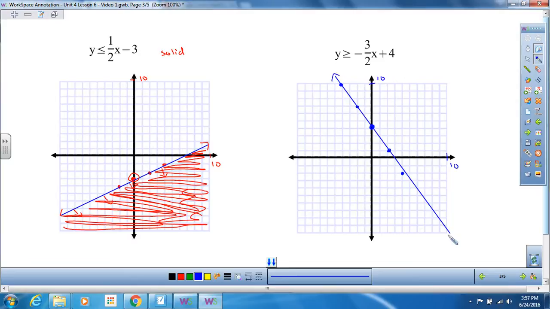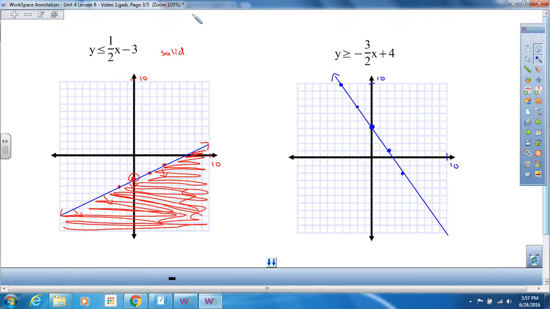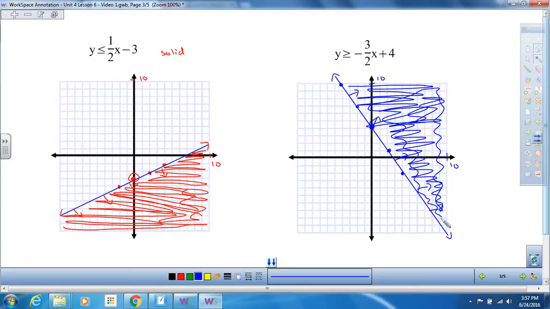Okay. So, fix this a little bit. There we go. Greater than or equal to means shade on the side of the line above your y-intercept. So over here. So this whole side of the graph. Again, I'm not stopping at the axes. I stop at my line that I've graphed.